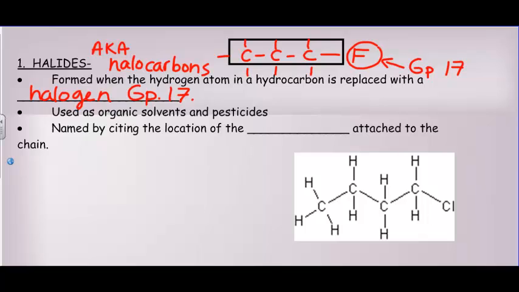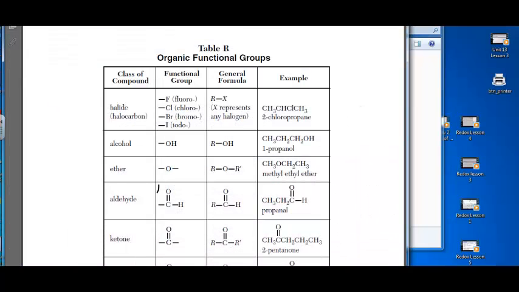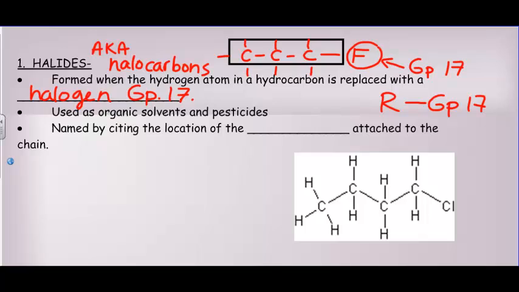Instead of drawing the hydrocarbon chain each time, what they have done in your reference tables is they've represented that hydrocarbon chain with a letter R. So they would say R bonded to group 17, where the R is your normal hydrocarbon chain. Okay, they did RX, where the X represents a halogen. Okay? So you can see that they're in group 17.